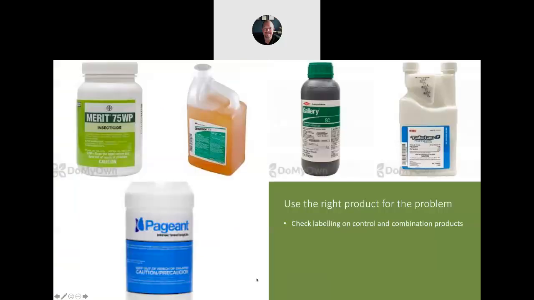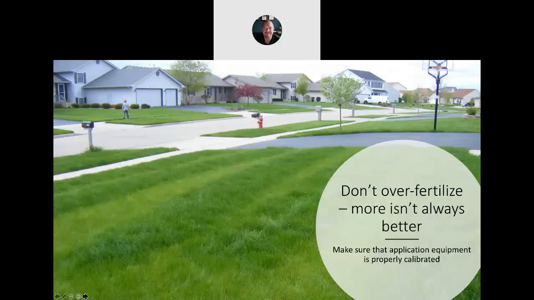Another thing that we need to think about when we're doing applications is you want to use the right product for the problem, and you want to check the labeling on control and combination products as well, because you want to make sure that you diagnose the problem correctly, that you're using the right product for that problem, and that it's appropriate for that use area. We don't want to over fertilize. More isn't always better. You want to make sure that application equipment is properly calibrated.